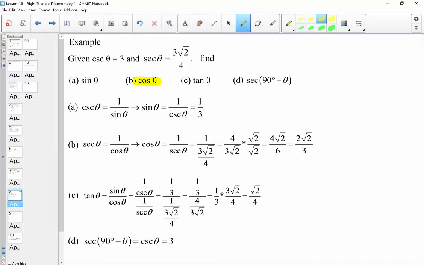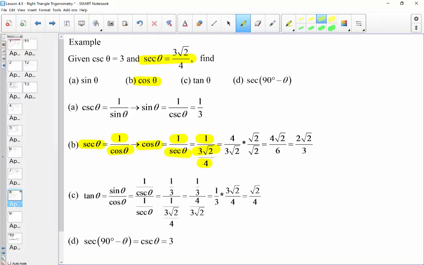Again, if we look at the information we're given, we see that the secant of theta equals 3 times the square root of 2 over 4. And since the cosine and the secant are related, we'll start there. The secant of theta equals 1 over the cosine of theta due to our reciprocal identities. Again, if we take the inverse of both sides of this equation and solve for cosine of theta, we get the cosine of theta equals 1 over the secant of theta. Since we're given the secant of theta in the problem, we can substitute that in: 1 over 3 times the square root of 2 over 4.